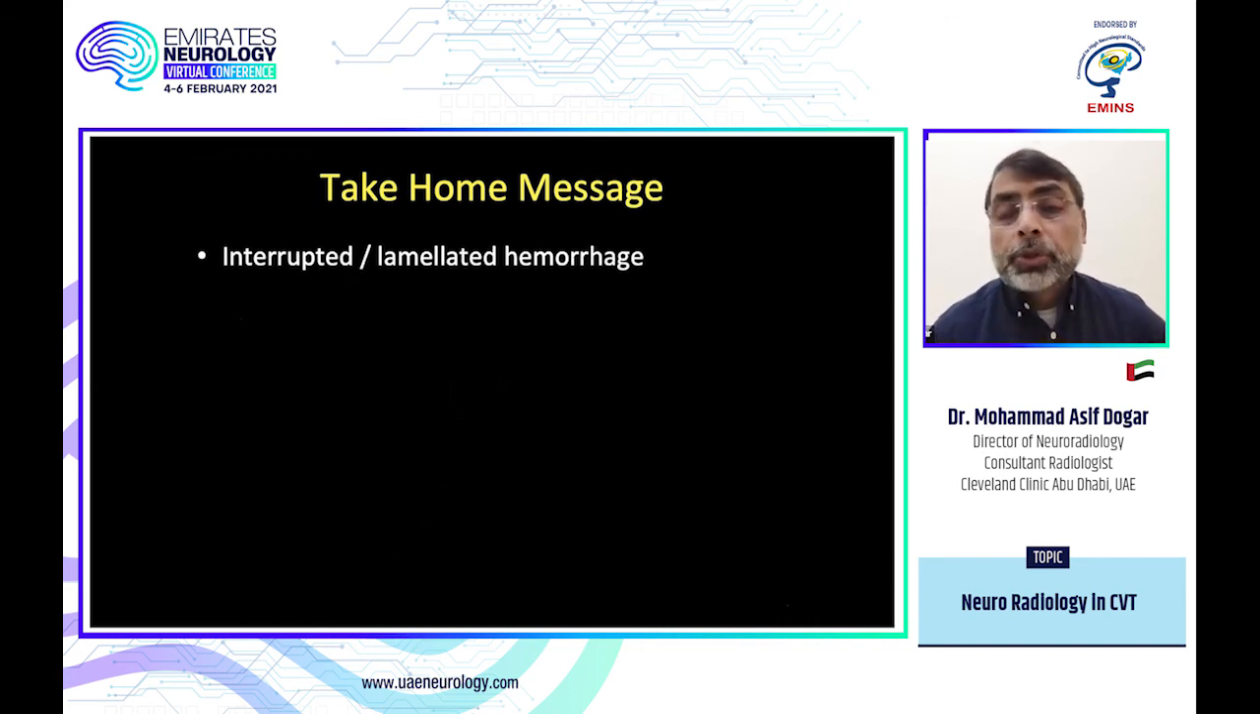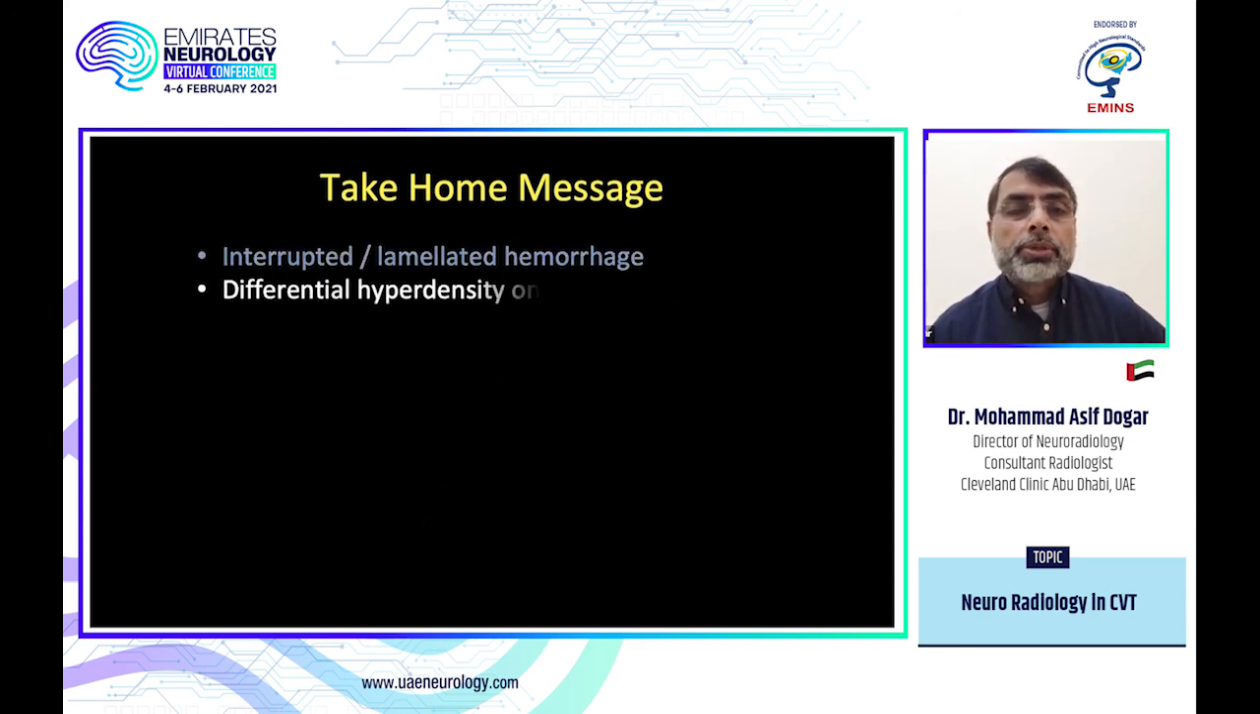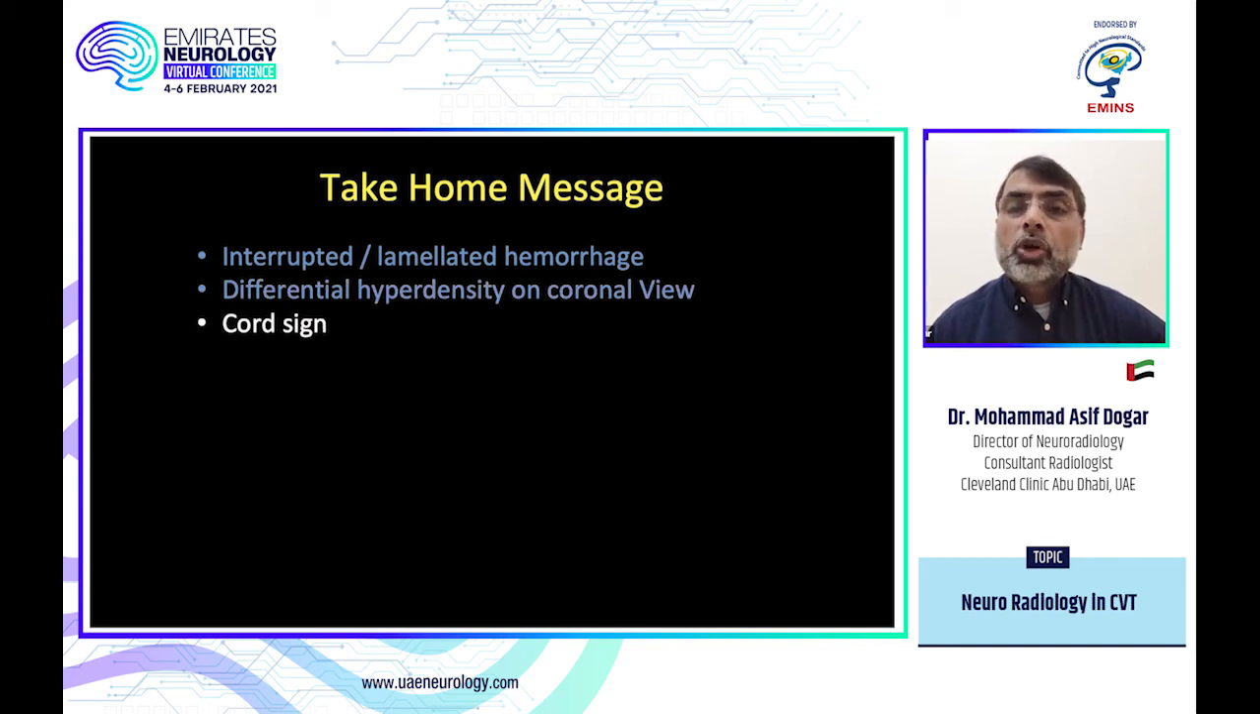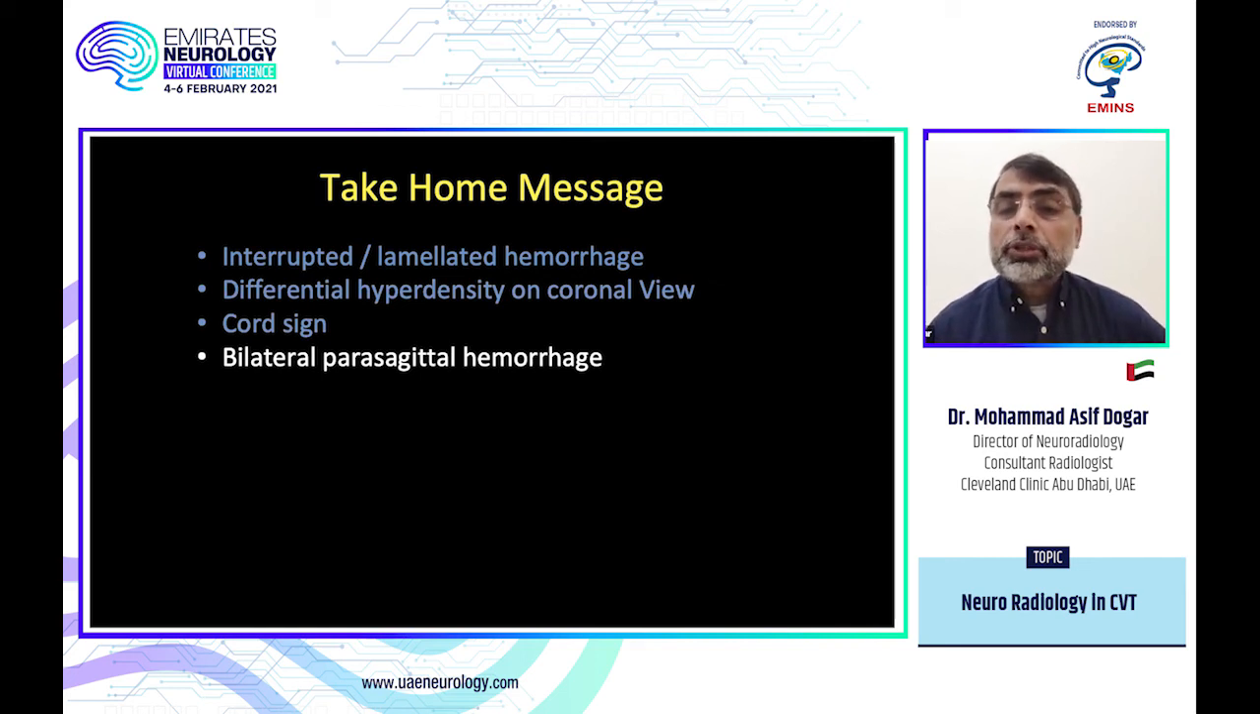Interrupted hemorrhage. This is a big clue. If you have an interrupted lamellated hemorrhage, look for venous sinus thrombosis. On the coronal CT image, if there's a differential hyperdensity, where one or two sinuses are hyperdense compared to the other, your suspicion should be very high for venous sinus thrombosis. Look for cord sign, hyperdense vein, hyperdense sinus, and on the gradient echo images, hypointense vein. If there's a bilateral parasagittal hemorrhage, this is another clue to the diagnosis of venous thrombosis.